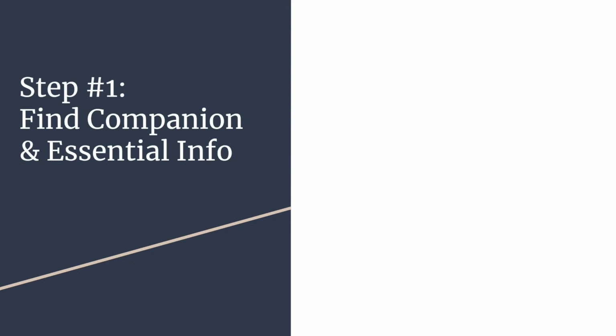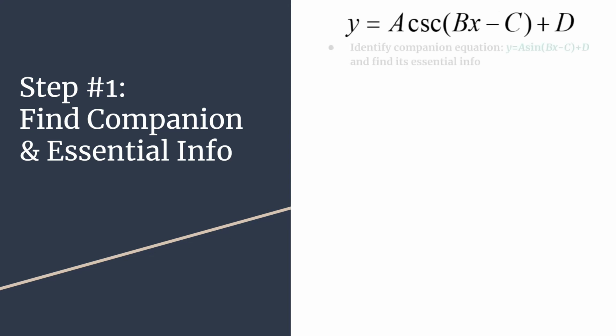All right, so digging into step 1, find the companion equation and all of its essential information. So here's our original general form equation for cosecant. Your companion equation, like we mentioned earlier, is going to be the shifted sine equation. So here's that general form, y equals a sine of bx minus c plus d. So essentially you're just switching out the cosecant function for the sine function, and then you're going to find all the essential information for sine.